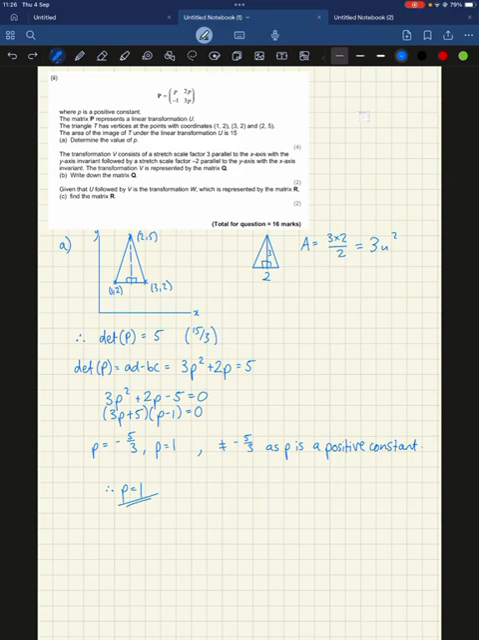Now that's all for today. Part B we'll get to probably in the next video, because we've got a transformation followed by another transformation. So we'll come to part B and part C in a future video.